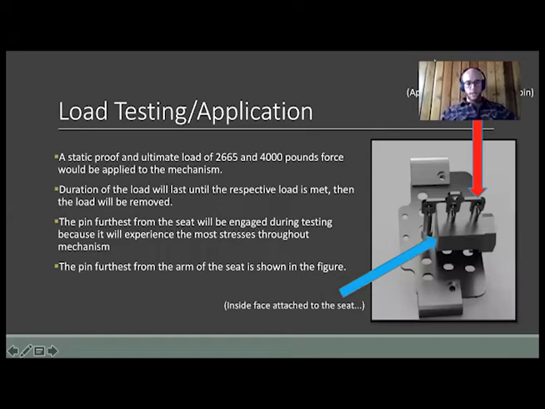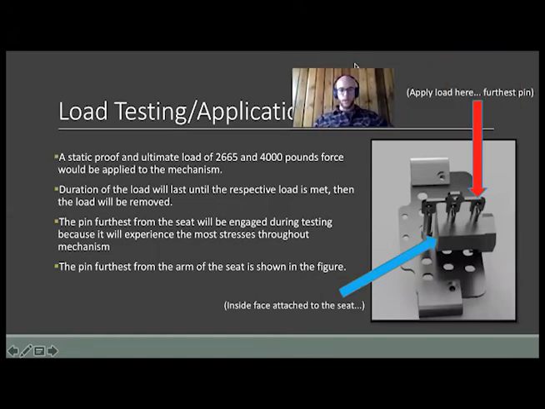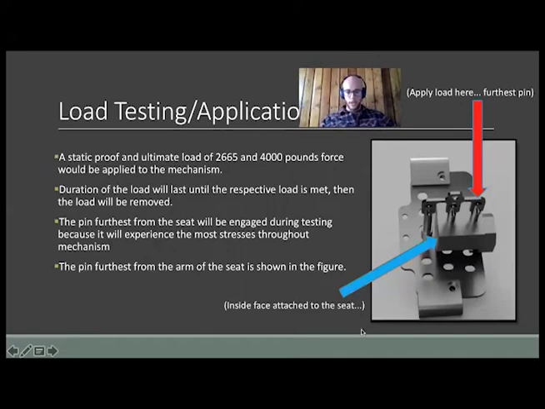Load testing on the mechanism would be conducted with a static proof and ultimate load of 2,600 pounds force and 4,000 pounds force respectively. The duration of the load would just last until that load is reached, and then it would be reduced. The pin that's engaged inside of the mechanism would be the one farthest from the chair, because that's where the most stress on the mechanism as a whole would be seen. You can see where the pin farthest from the seat is indicated by the red arrow. And then the seat rest would be where the blue arrow is pointing.